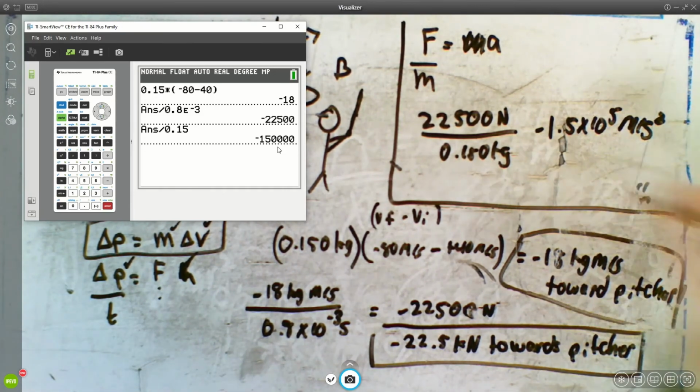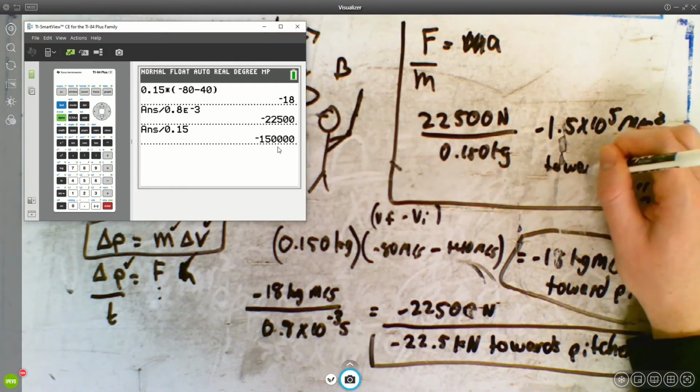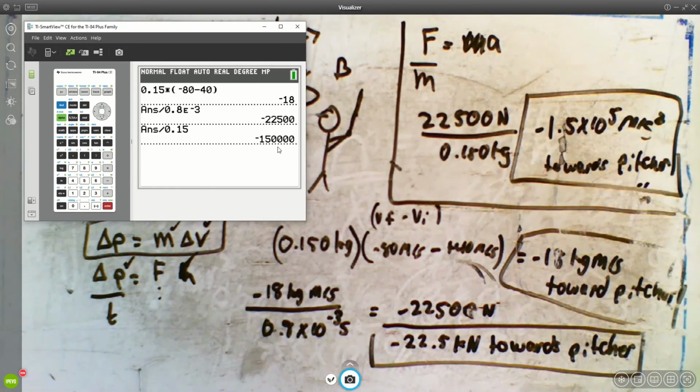Acceleration is a vector. That negative still is important. So again, we would put towards pitcher. Anything that's a vector, I need a direction. Don't forget that on your test. Okay.